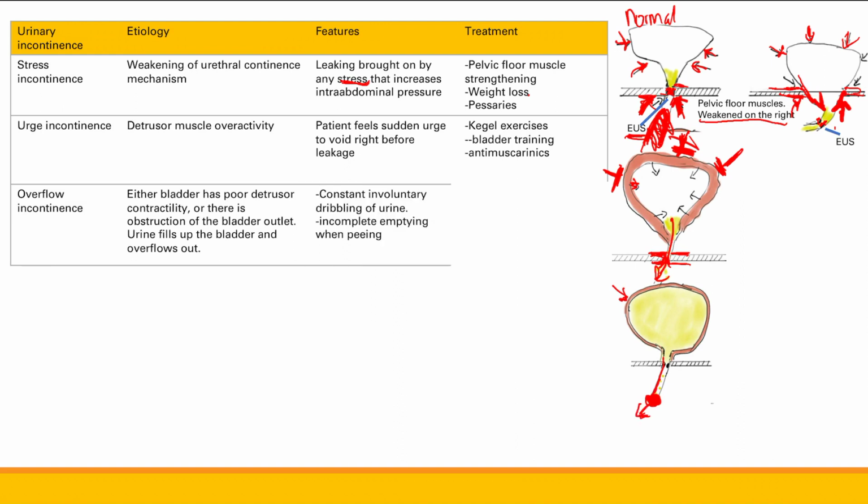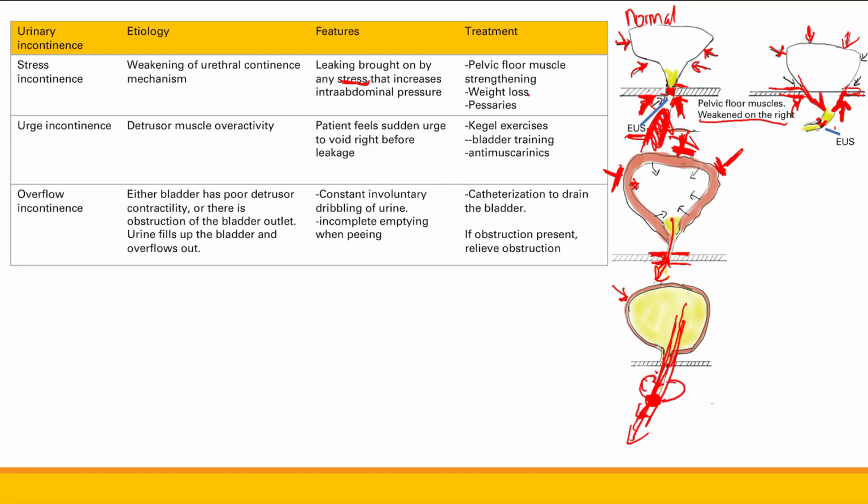The way it leaks out is like a constant, involuntary dribbling of urine. These patients sometimes feel like they didn't empty completely when they pee, which obviously they didn't, because that's why they have overflow incontinence. Either the bladder muscle isn't working, or there's an obstruction preventing emptying. How do you treat this? You put a catheter through the urethra into the bladder, a tube, so urine can drain easily out. And if there's an obstruction, you can relieve it. One of the most common causes of obstruction is BPH, benign prostatic hypertrophy. The prostate surrounds the urethra, and if it gets too big, it can block the urethra and cause obstruction.